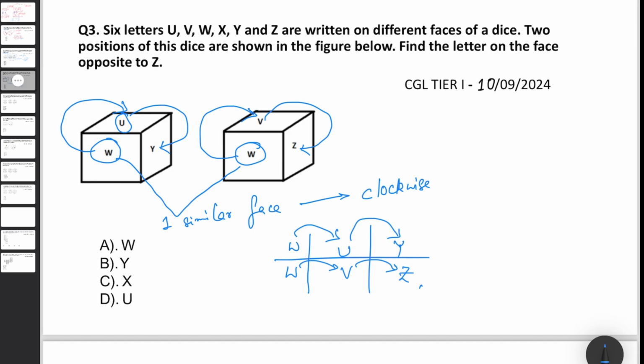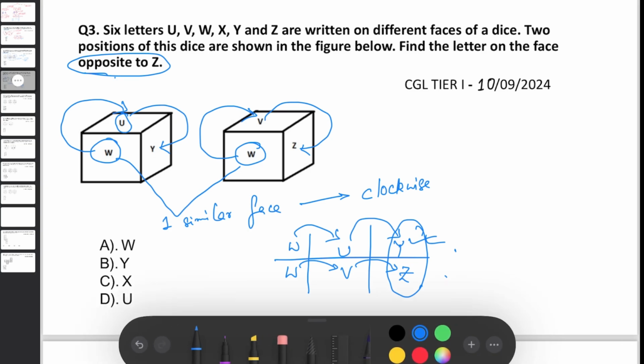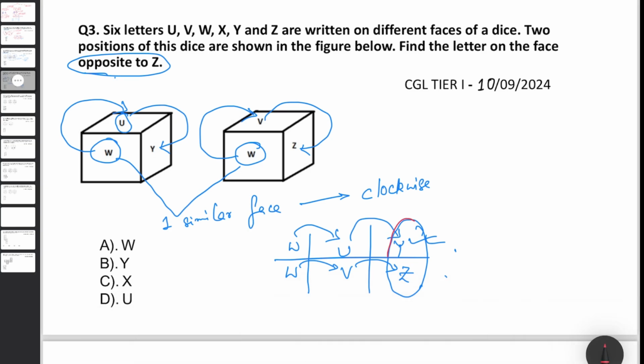So the question says, find the letters on the face opposite to Z. Opposite to Z, obviously, Y is the answer. Y and Z are opposite to each other. So the answer is Y.